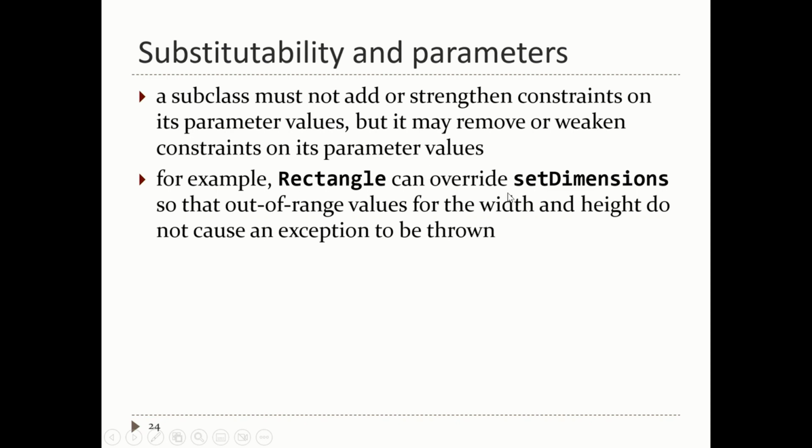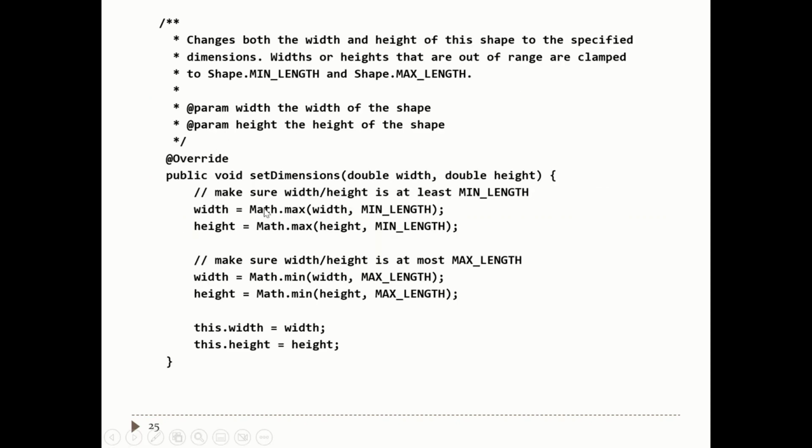So for example, setDimensions throws an exception if the value for the width or height is outside the range 1 to 100. In Rectangle, I can change the way that behaves. I can say that Rectangle's setDimensions will accept any value for the width or height. If the value is out of range, it will automatically move it to the appropriate side of the range. So if you pass in a width that's negative, it changes the width to 1. If you pass in a height that's 105, it changes the height to 100. But it doesn't throw an exception anymore. So in fact, the Rectangle version of setDimensions will accept more values than the superclass version of the method will accept. It's easy to implement.